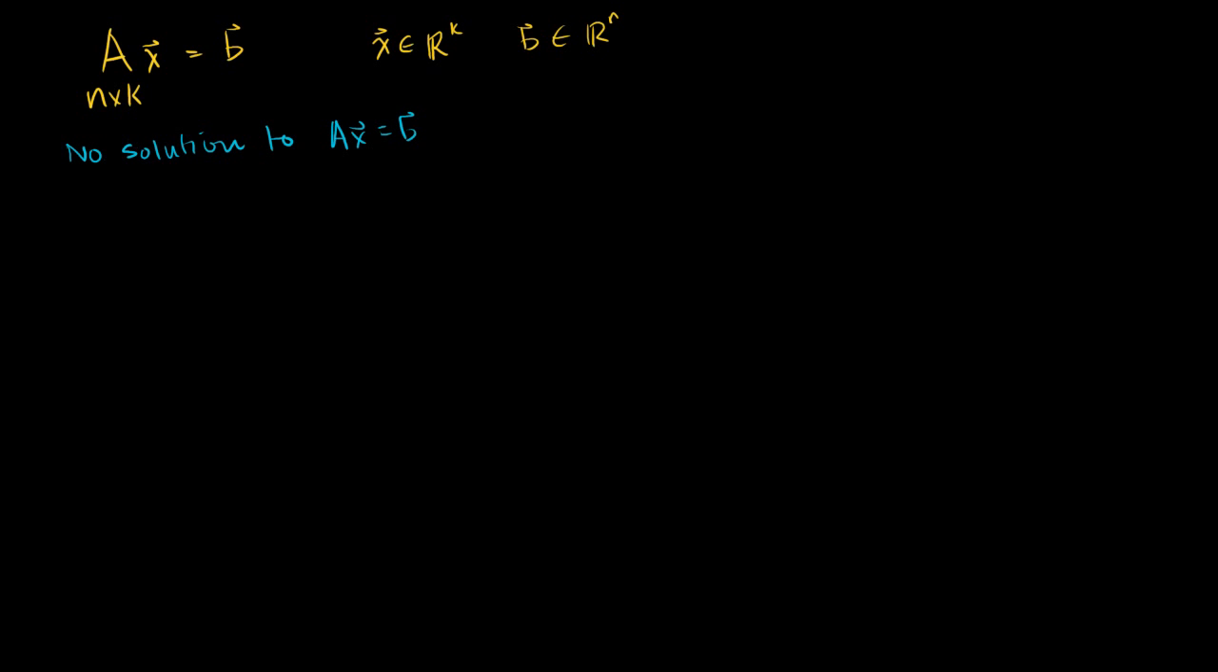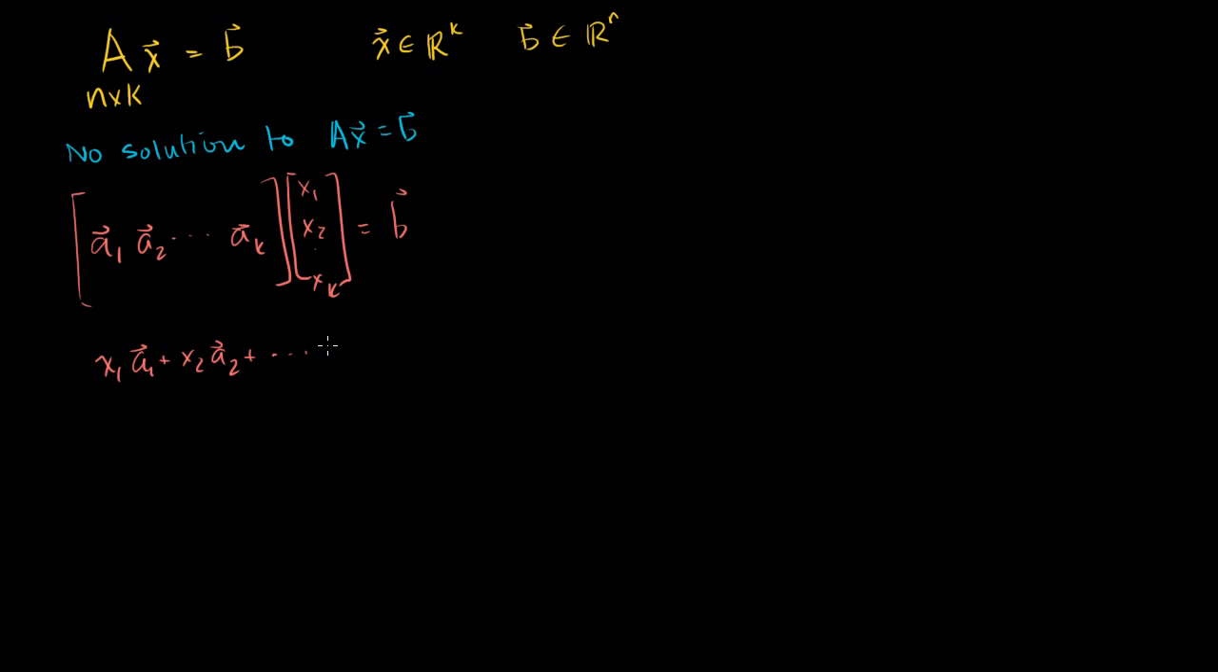What does that mean? Let's just expand out A. If I write A as its column vectors, a1, a2, all the way through ak, and then I multiply it times x1, x2 all the way through xk, this is the same thing as that equation there. I just wrote out the two matrices. Now, this is the same thing as x1 times a1 plus x2 times a2 all the way to plus xk times ak is equal to the vector b.